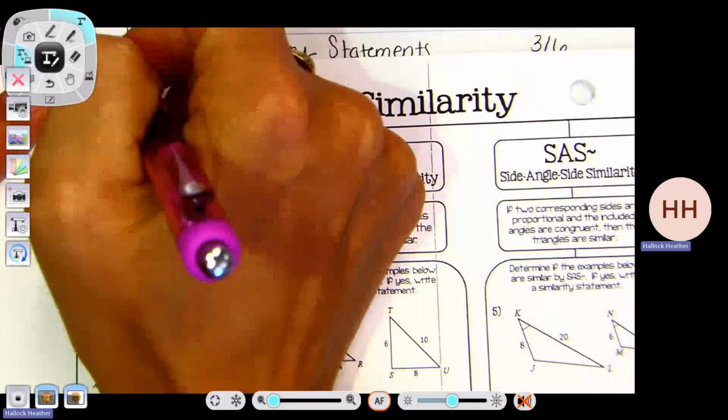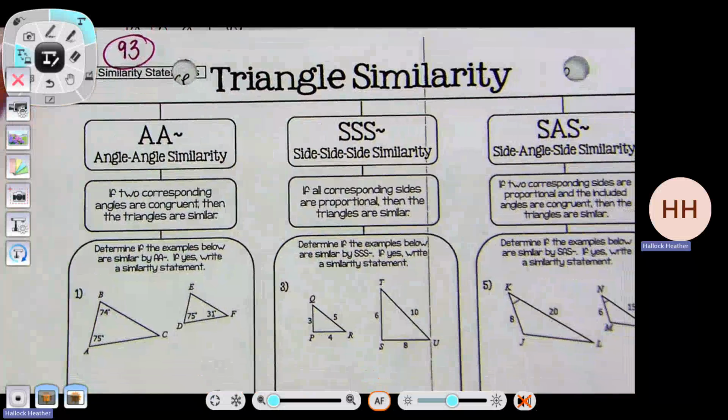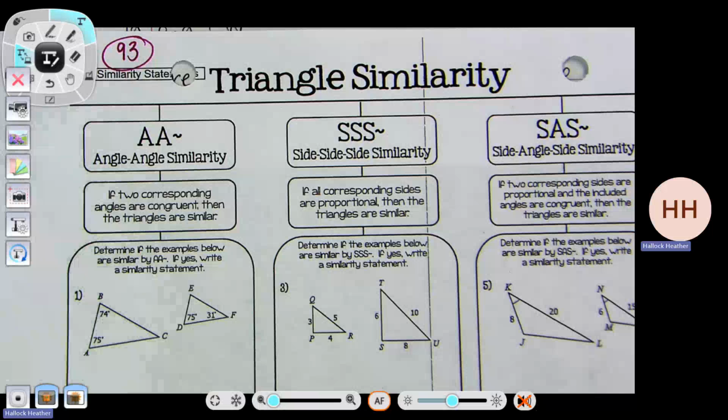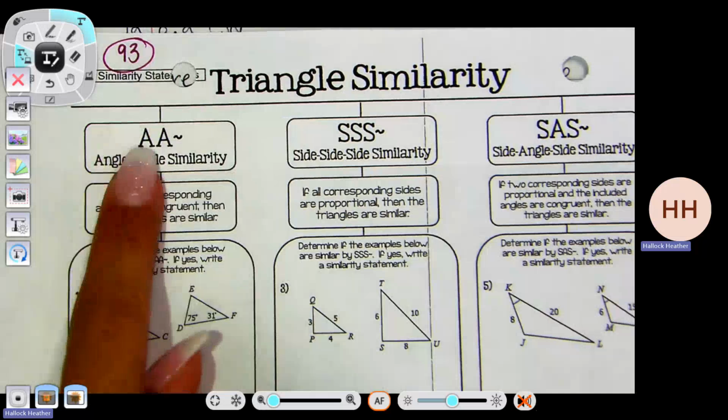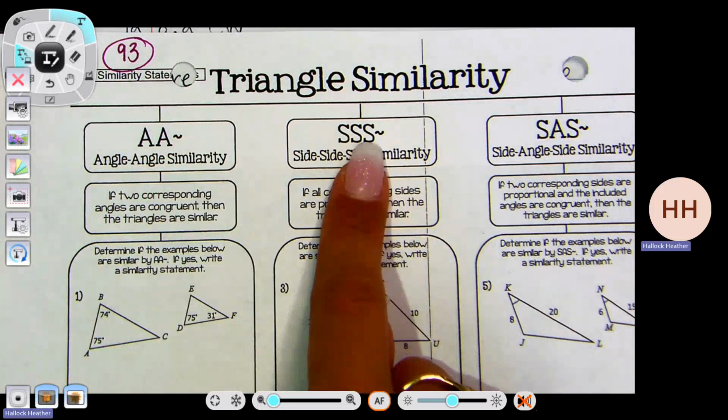Similarity statements are the same concept, but they are similar triangles. There's only 3 options. So if you understand the 3 options, it should be super easy. AA stands for angle, meaning you can only have angles. Side, side, side can only have sides.